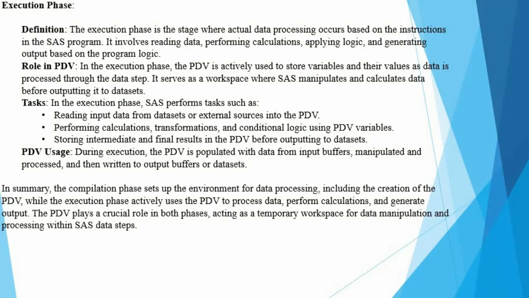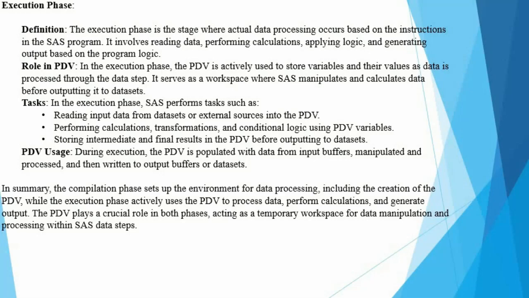So the PDV becomes our dynamic workspace. SAS uses it to perform calculations, apply logic, and transform data based on the program instructions, whatever we have given to it. The PDV stores intermediate and final results and makes sure everything is in order before we move on. Once the data is stored and ready, SAS writes it to the output buffer or directly to the output dataset and creates a meaningful result for analysis or reporting. In simple words, the execution phase is where SAS brings our program to life, processing data and making calculations to produce valuable outputs. Now let's understand through the definition as well.